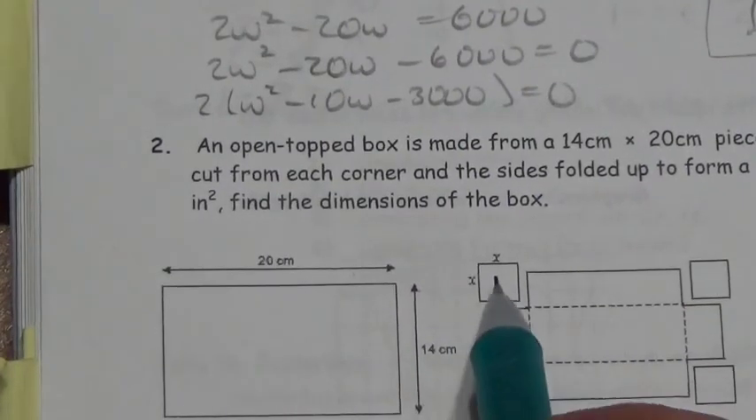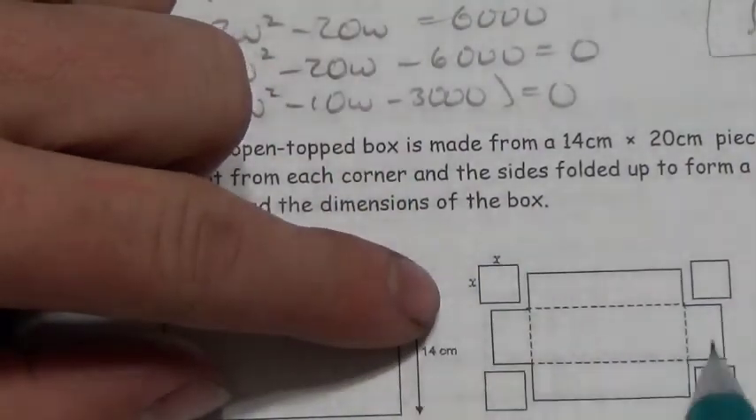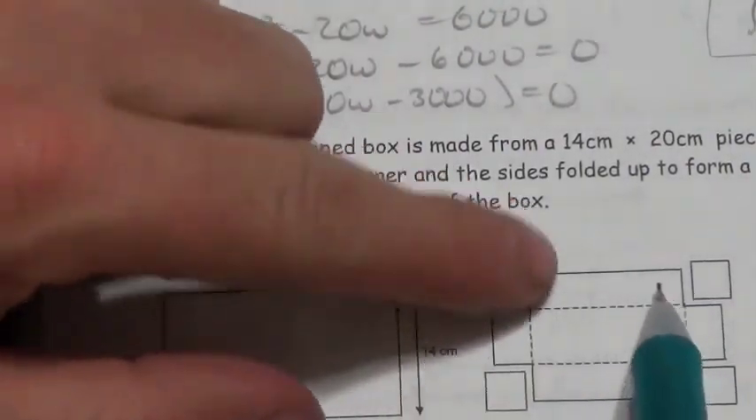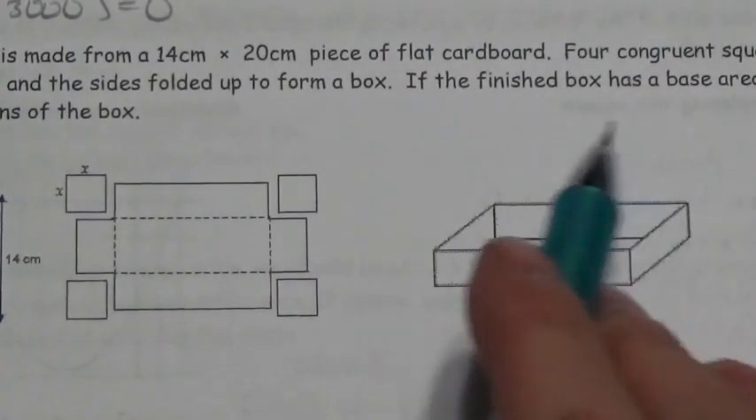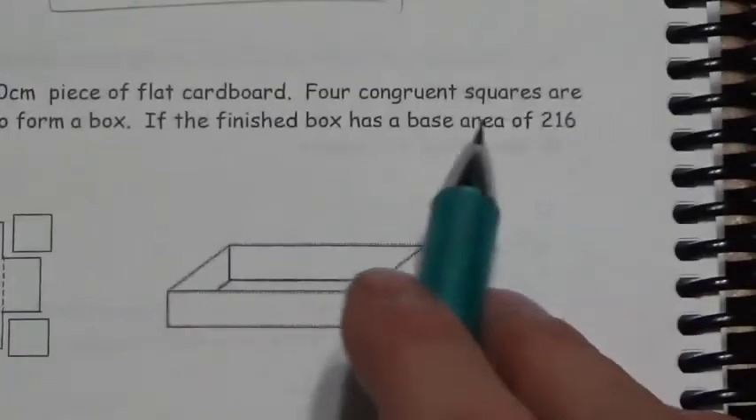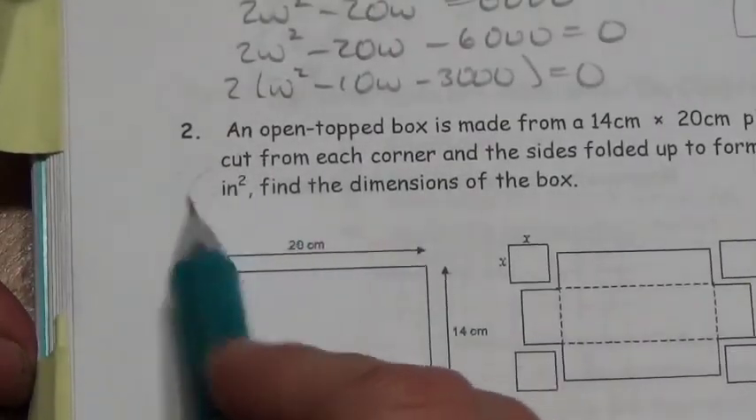Now congruent simply means that they're all the same size, same shape. Okay, and then you fold it up here. So you cut out the corners, and then we're going to fold along these dotted lines here, and that's what's going to make this box here. Okay, now we're told that the finished box has a base area of 216 inches squared.